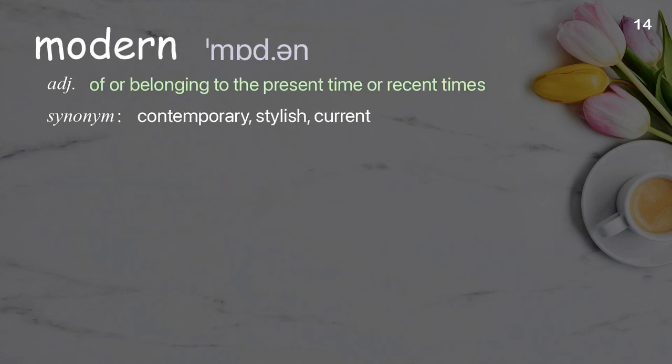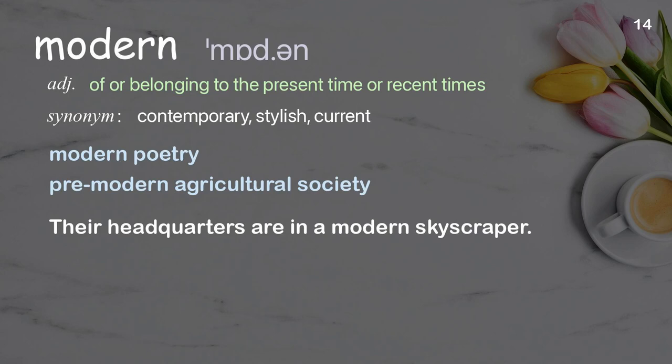Modern. Of or belonging to the present time or recent times. Examples: modern poetry, pre-modern agricultural society. Their headquarters are in a modern skyscraper.